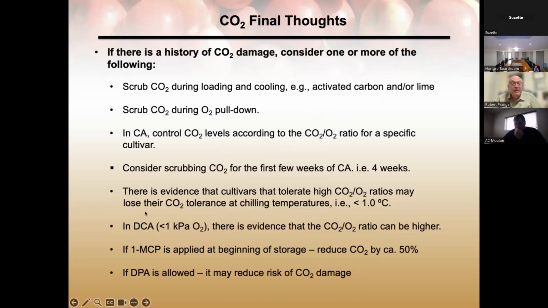If you go into DCA, that is less than 1% or 1 kPa oxygen, there is evidence that the ratio can be higher. If MCP is applied at the beginning of storage, you should reduce the CO2 by approximately 50%. And finally, if DPA is allowed, it may reduce risk of CO2 damage, and that'll have to be evaluated by your researchers and your practitioners.